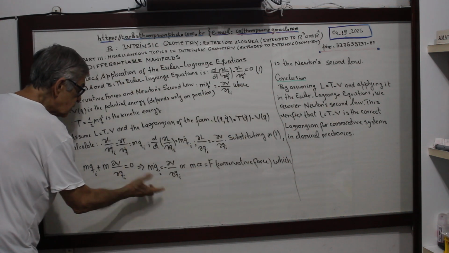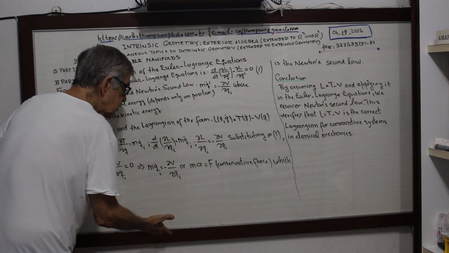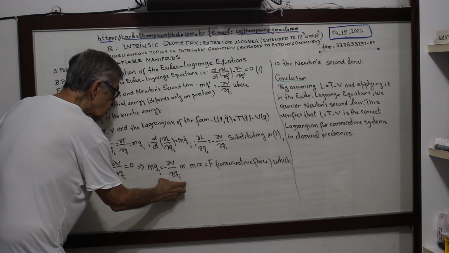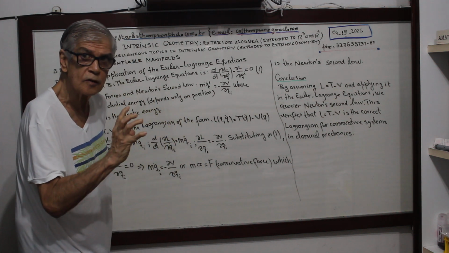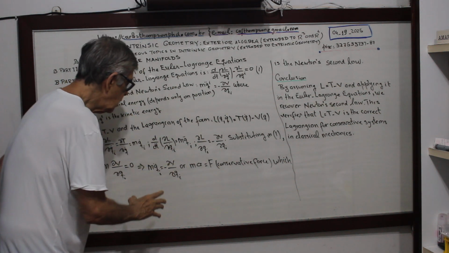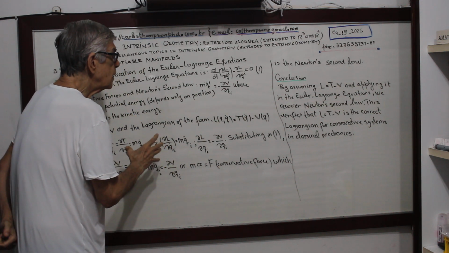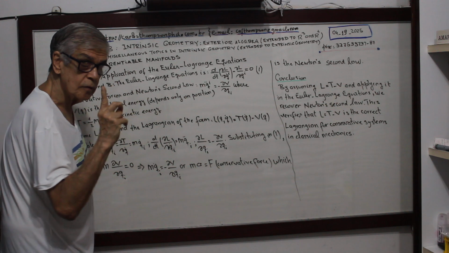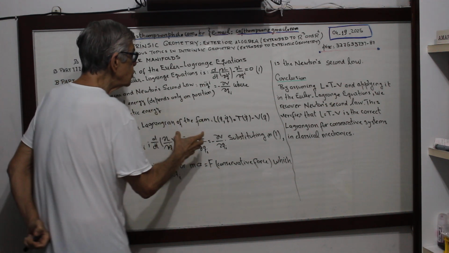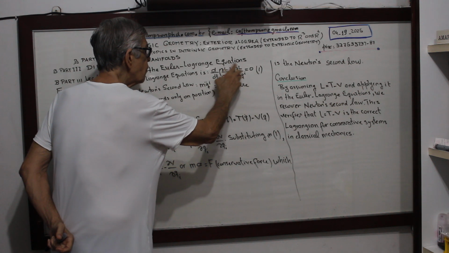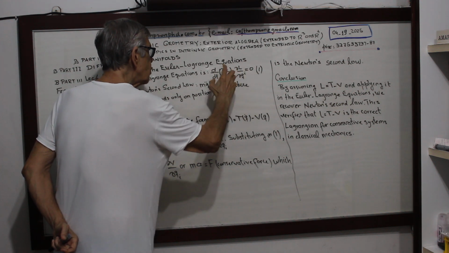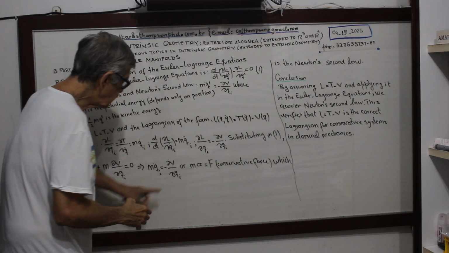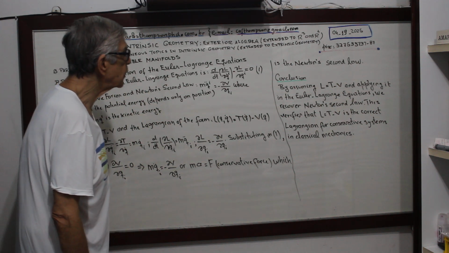Now, this implies Newton's second law, m times acceleration is equal to force. It's a particular case of force, the conservative force. So this is Newton's second law derived by inspection. That's important. Just substituting the adequate value of L, which is T minus V, leads to Newton's second law.